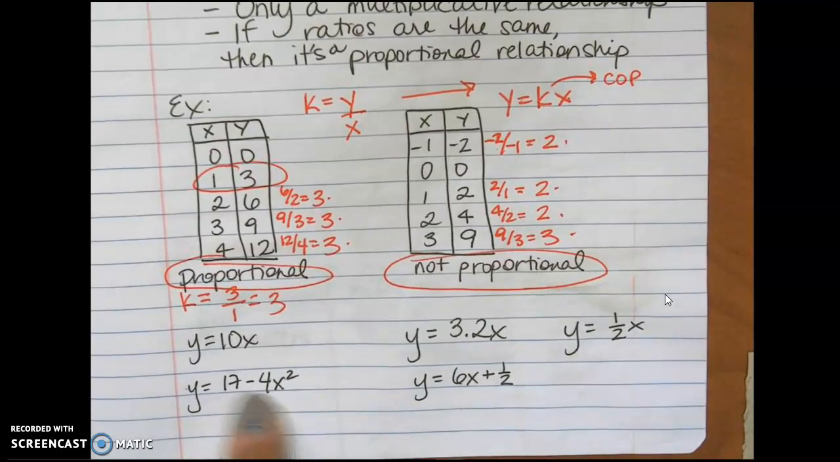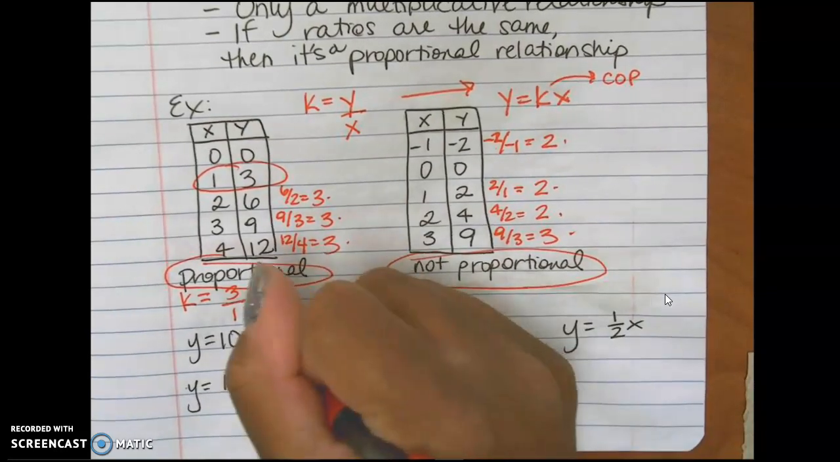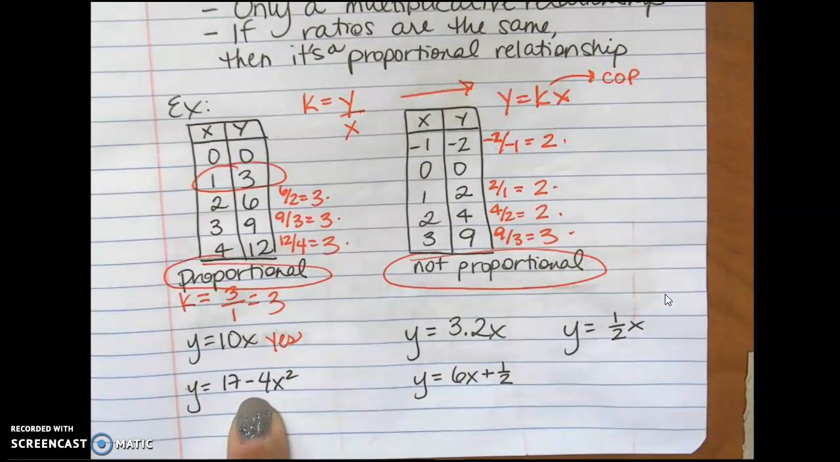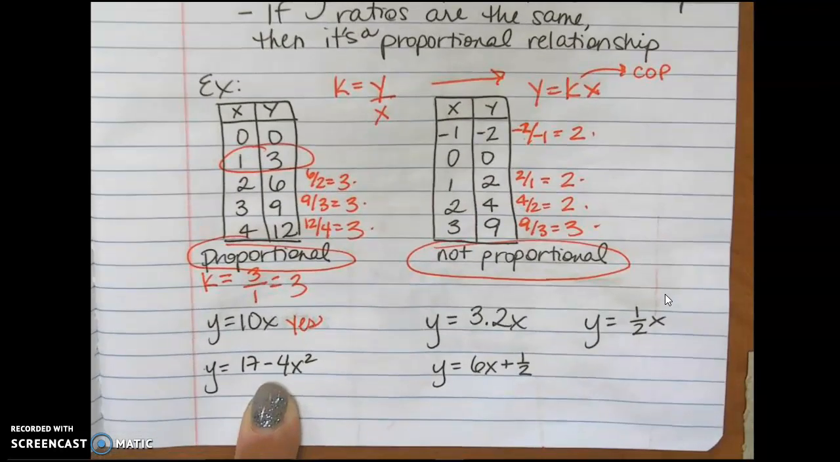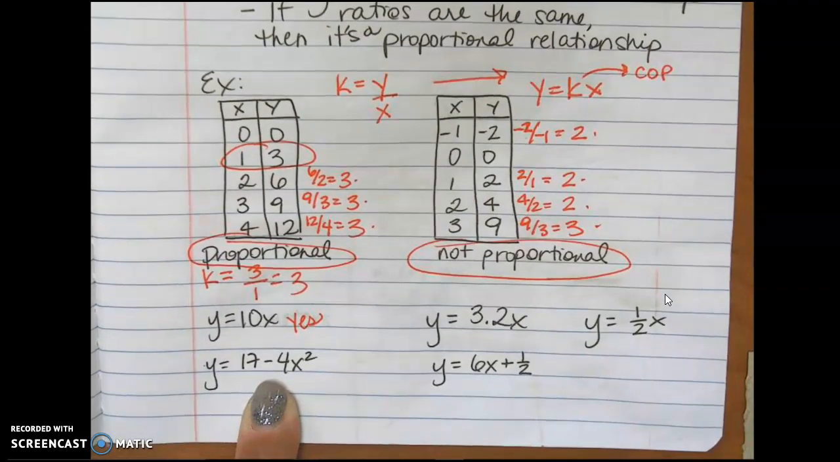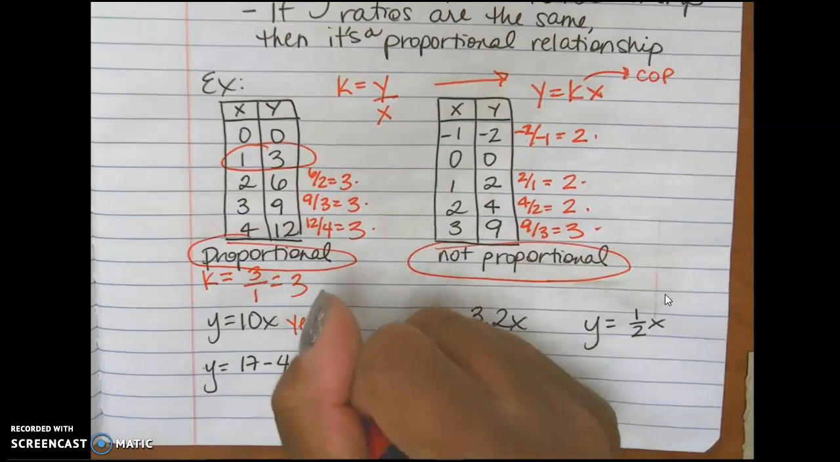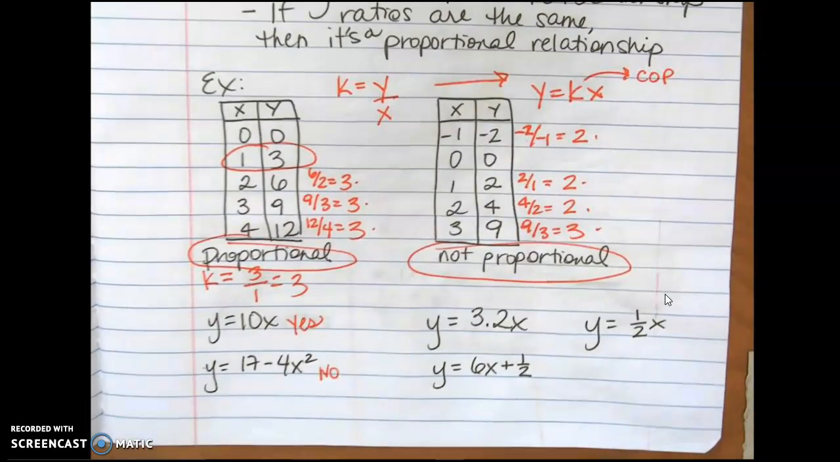Is this a proportional relationship? Morning. Is this proportional? Do I have just y equals kx? No, I don't. There's no variable next to the 17. So this is not a y equals kx relationship.